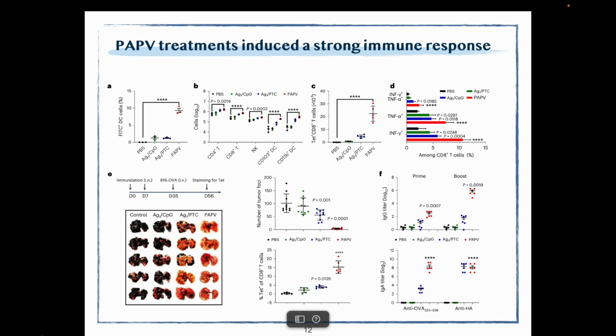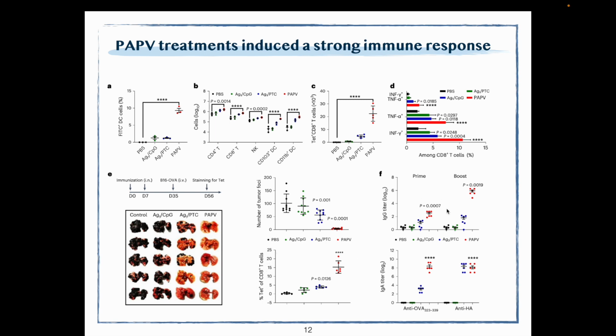And then they want to determine the anti-tumor efficacy of the PAPV in the mouse model of lung metastatic melanoma. The treatment timeline was shown here: after 2 injections of the PAPV, the mice were intravenously injected with B16-OVA cells. The result shown here is that the PAPV treatment resulted in a reduction in the number of tumor foci, with an increase of antigen-specific CD8 positive T cells.